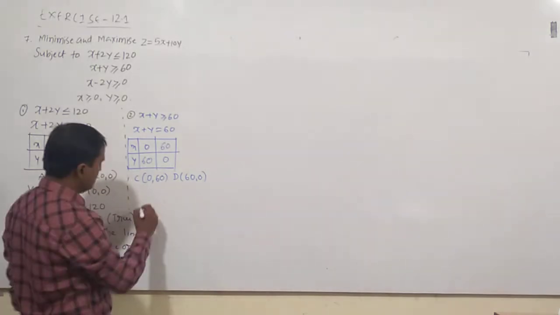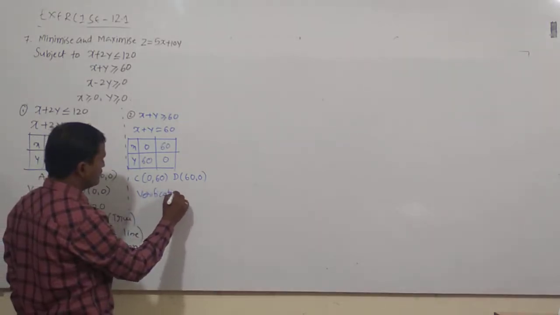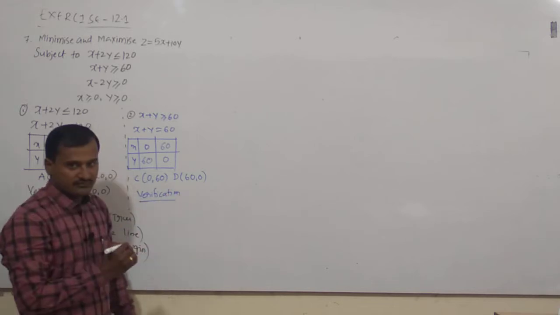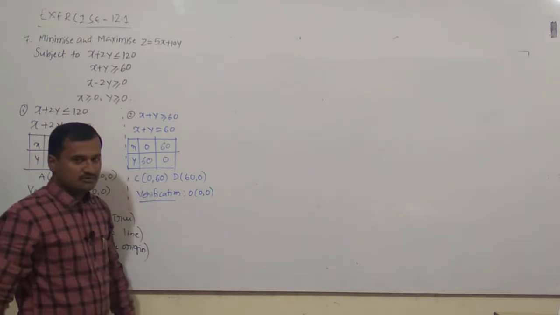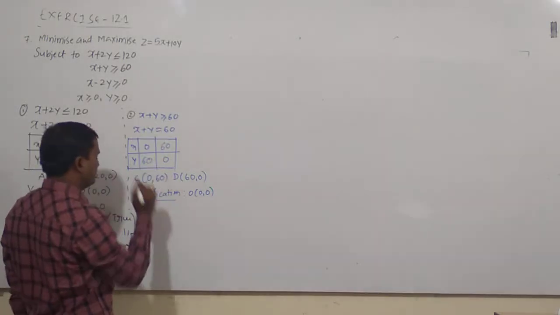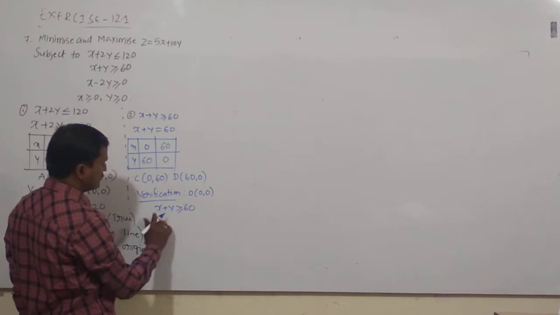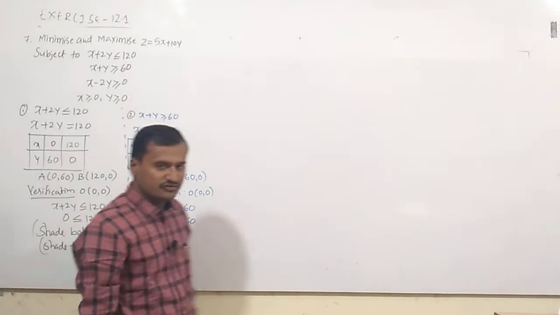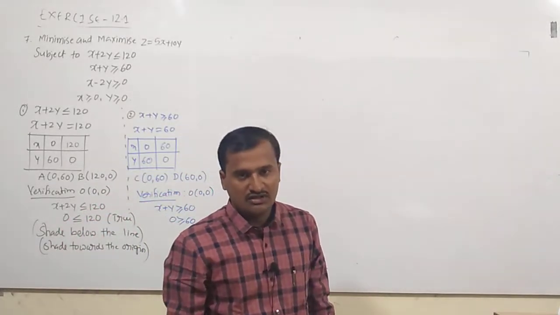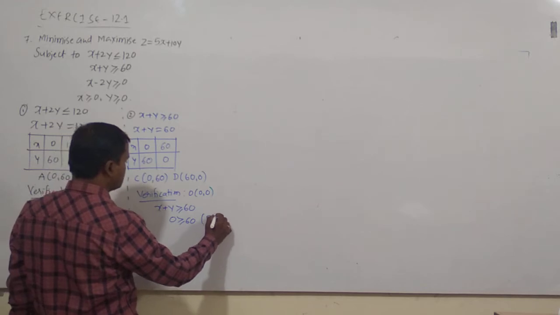Okay, right. Now we will go for verification, where we have to shade. For that reason I am taking verification. 0 comma 0, take the coordinate of the origin and substitute here. So x plus y, which is more than or equal to 60. So clearly 0 is more than or equal to 60. Is 0 more than or equal to 60? No, hence it is false. So here we will write false.